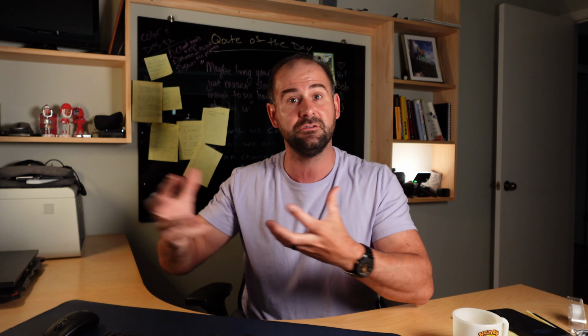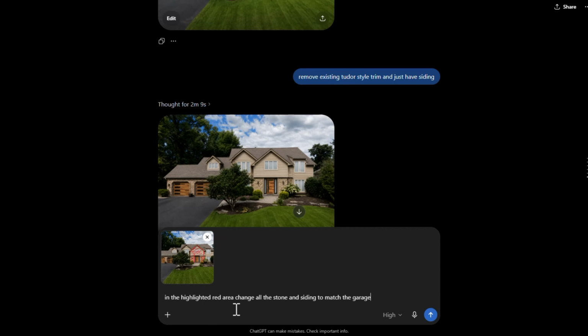And I'll say, in the highlighted red area, change all the stone and siding to match the garage. What this does is, I know that my lines weren't perfect, and especially if you're doing this on your phone, you're really not going to get perfect lines. So it's telling it, look, this is the highlighted area, don't use these as gospel. Everything in here that's stone and siding, we want to change it. In this case, we're going to make it simple and match the garage, because I want to still use those contextual references to really prove out the consistency of this.